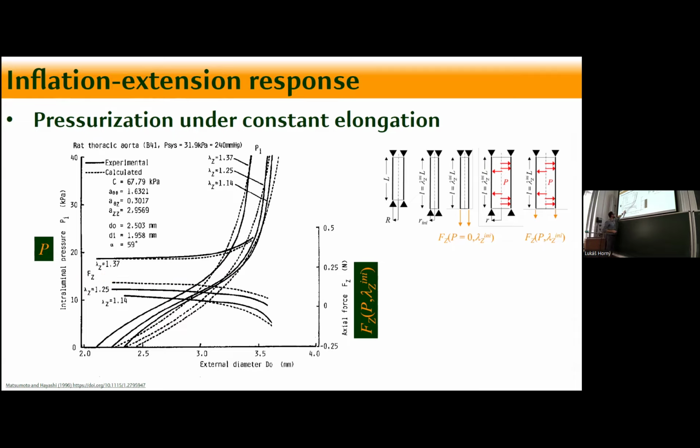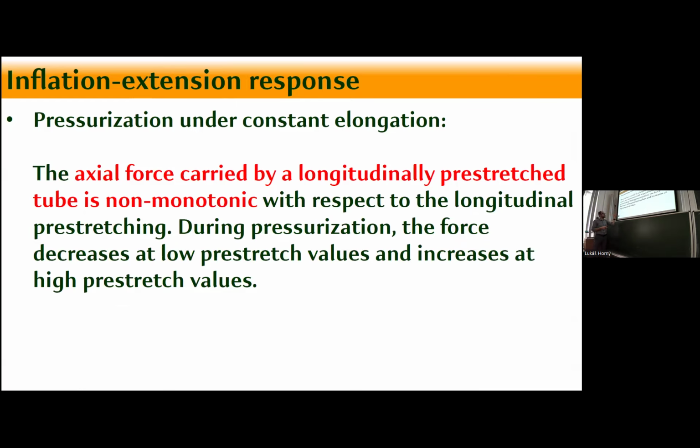So we see that when the aorta was prestretched about 14%, there is a start of the pressurization. The pressurization we indirectly read from the external diameter. So as external diameter increases, force decreases. And when the aorta was prestretched to 1.37, so approximately 40% of the original length, the increasing internal pressure led to increasing force. So the axial force carried by a longitudinally prestretched tube is non-monotonic. Yeah? We see that the response of the tube depends on the value of the original axial prestretch.